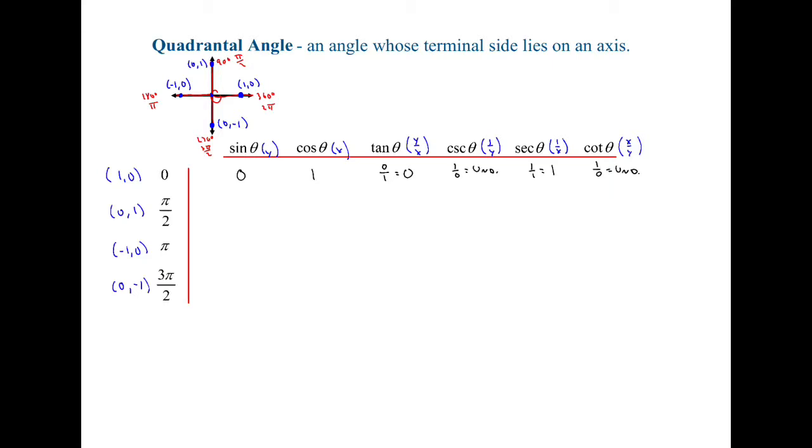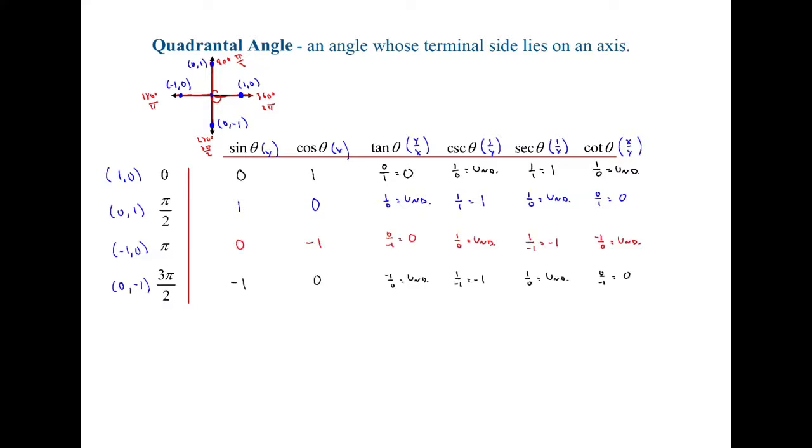Let's do one more. Let's look at pi over 2. So sine is your y value of 1. Cosine is your x value. Tangent is y over x, so that's 1 divided by 0, which is undefined. Cosecant is the reciprocal of sine, so that's 1 over 1. Secant is the reciprocal of cosine, so that would be 1 over 0. So we have another undefined. And then cotangent would be x over y, so 0 over 1 is 0. I'll fill out the rest of the chart, but that's what you're doing every single time.